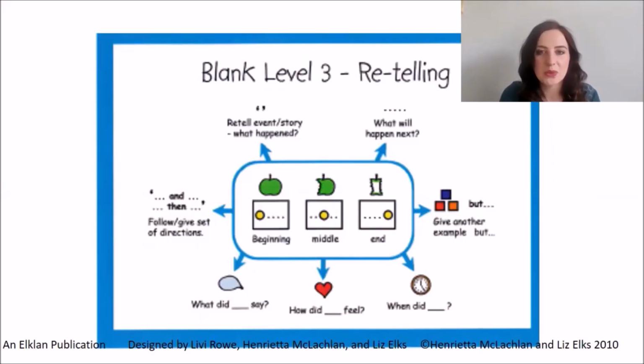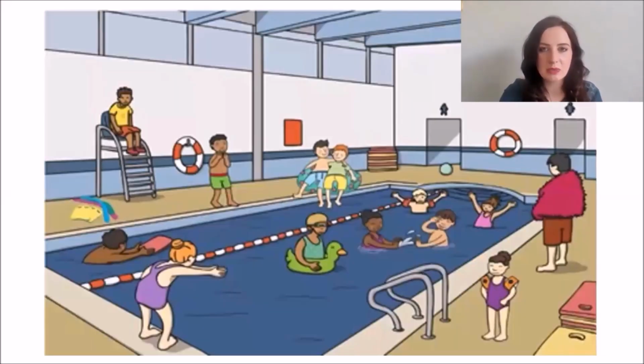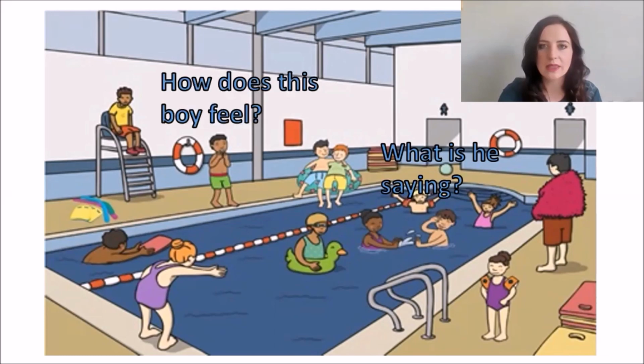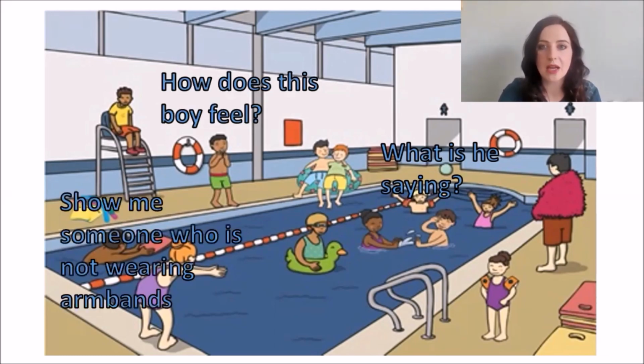Level 3 moves on to retelling and sequencing information, as well as understanding other people's thoughts and feelings. So level 3 questions could be asking, what is he saying? How does the boy feel? And level 3 also includes negation. So for example, show me someone who is not wearing armbands.